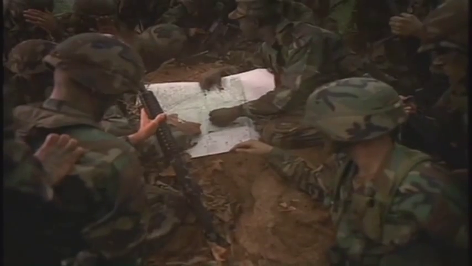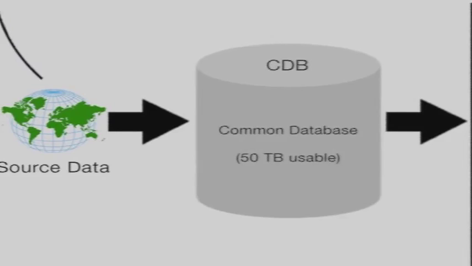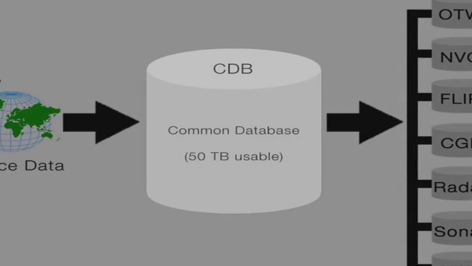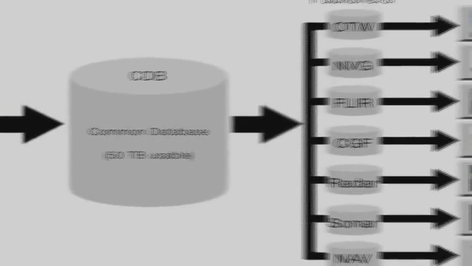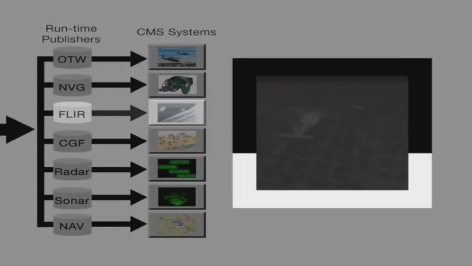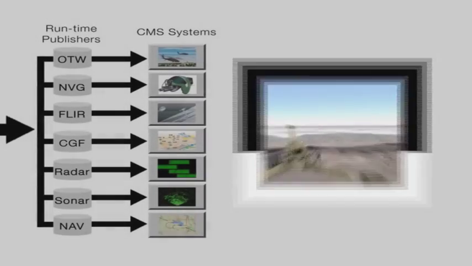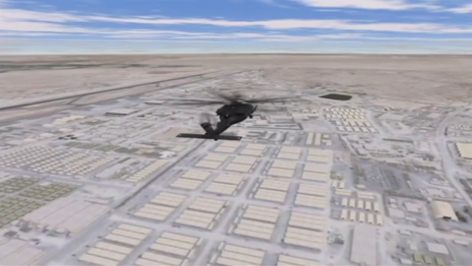In today's combat environment, this time-consuming delay to training and mission rehearsal is unacceptable. This is where the Common Database, or CDB, comes in. Instead of using multiple proprietary databases for each element of a given simulation system, there is one central database that is created to support all of the simulation clients, including the out-the-window visual, FLIR, radar, CGF, and other client systems on the fly and in real time.